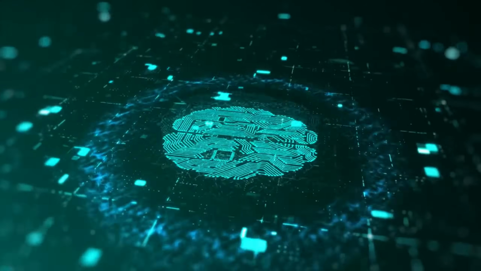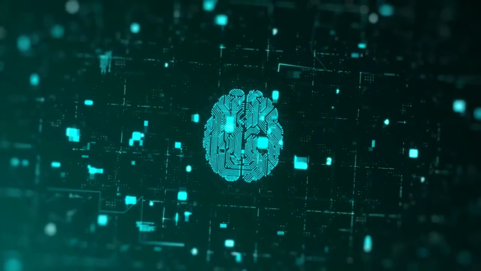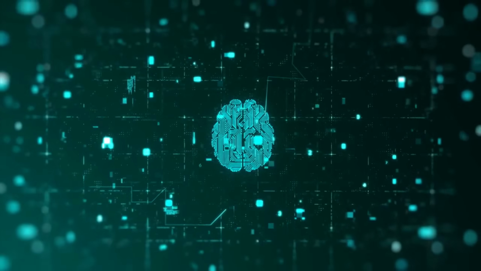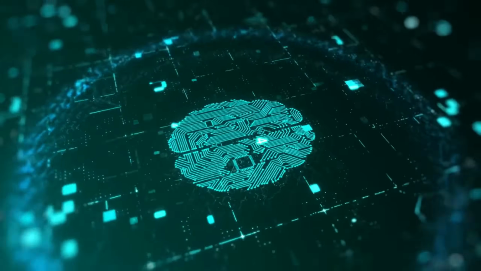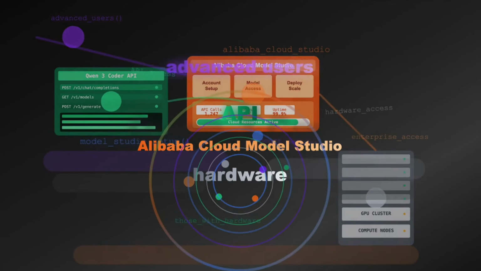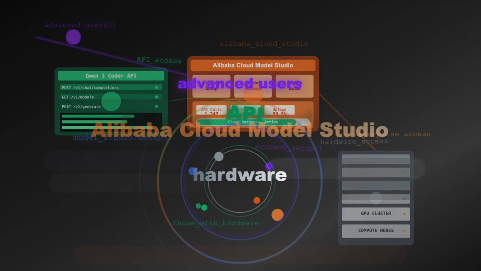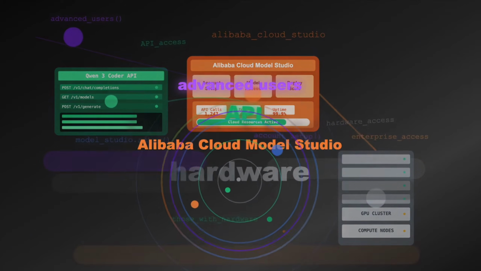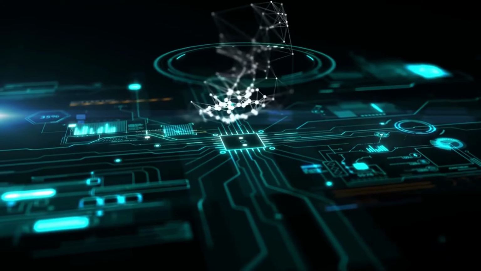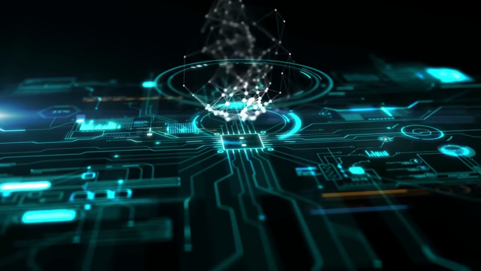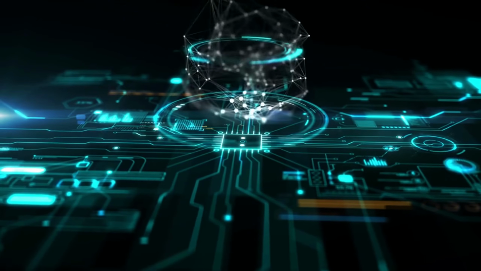So, how can you get started with this powerhouse? The best part is, you can access it completely for free through their chatbot. Simply select Qwen 3 Coder, and you can start generating incredible code right away. For more advanced users, you can also access it through their API by setting up an account with Alibaba Cloud Model Studio. And for those with the hardware, you can even install it locally or try out a smaller quantized version. Plus, Qwen Code is completely open source and available on GitHub.